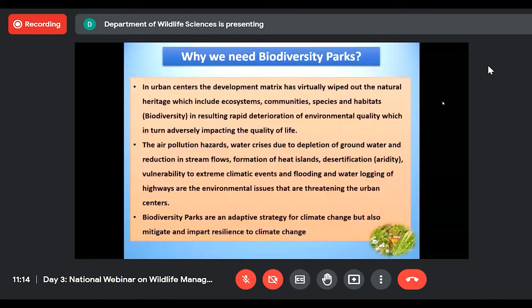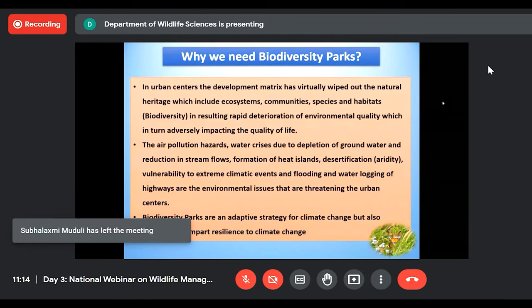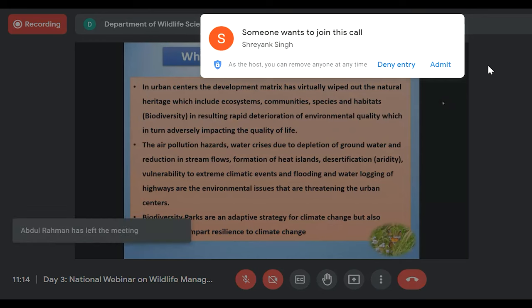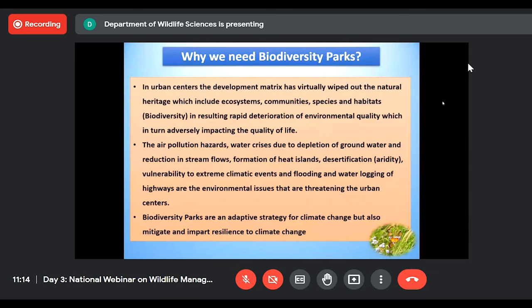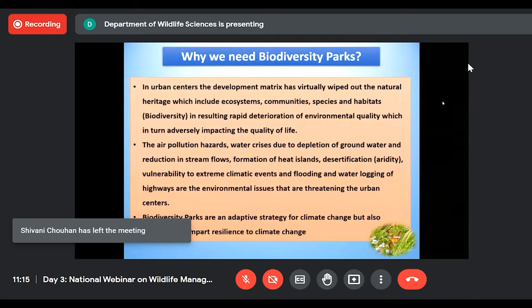Then, why do we need biodiversity parks nowadays? Because we have wildlife sanctuaries, national parks, nature reserves, and other means of conservation. But in urban centers, the development matrix has virtually wiped out the natural heritage, which includes ecosystems, communities, species, and habitats, collectively biodiversity, resulting in rapid deterioration of environmental quality, which in turn adversely impacted the quality of life. Air pollution hazards, water crisis due to depletion of groundwater and reduction in stream flows, formation of heat islands, desertification, that is aridity, vulnerability to extreme climate events and flooding, and water logging of highways are the environmental issues that are threatening the urban centers.